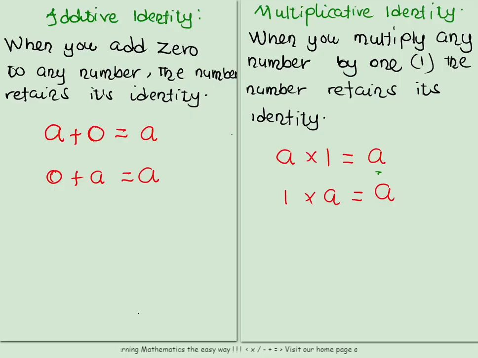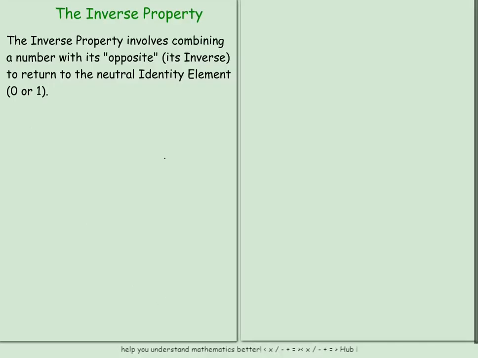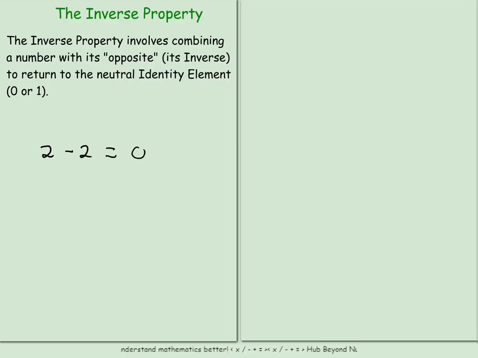On the other hand, let's look at the inverse property. Before we look at it, we have established the fact that 0 and 1 are the identity properties for addition and multiplication respectively. Now, if we take examples such as 2 minus 2, what do we get? We get a 0. Do you see that? Now, what if you take 4 plus negative 4? That also gives you 0.